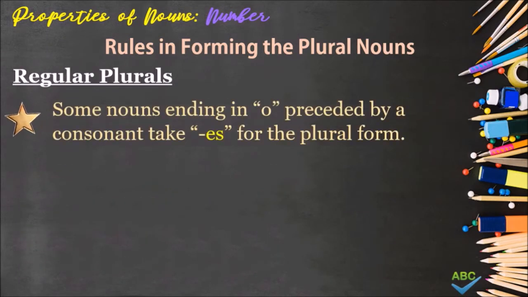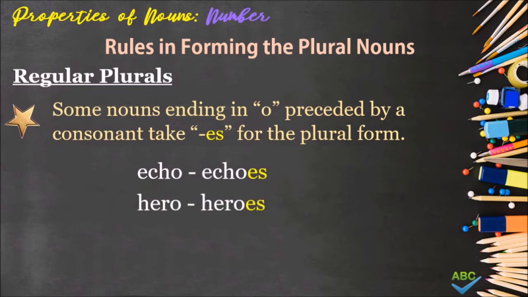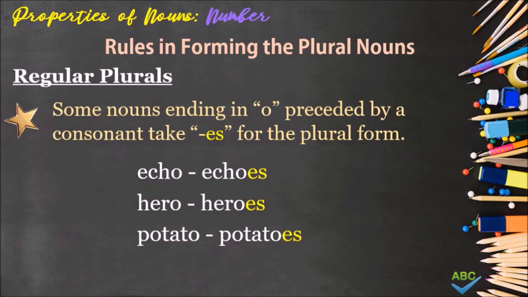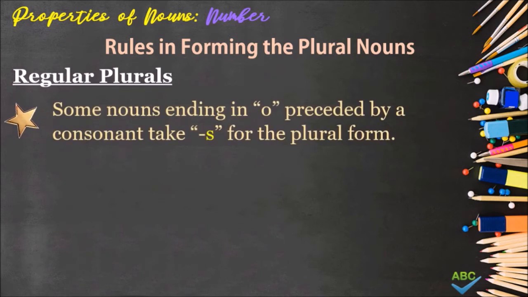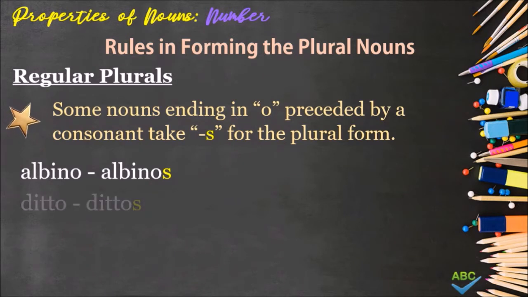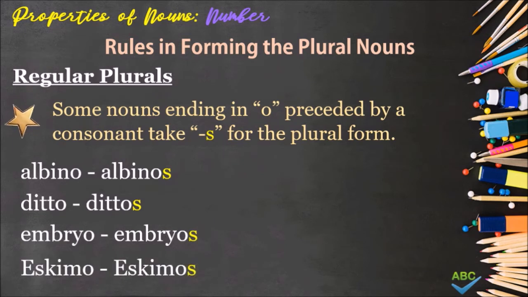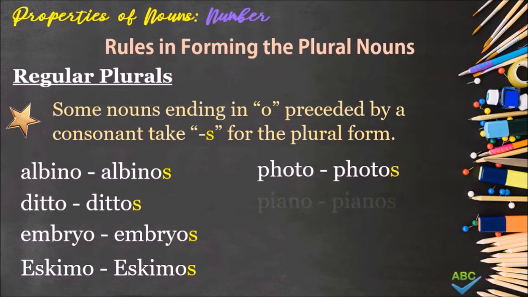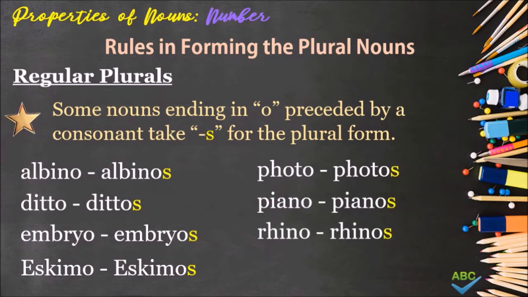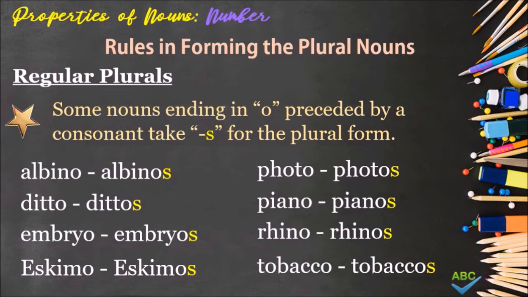Some nouns ending in O preceded by a consonant take ES for the plural form. For example, echo, echoes, hero, heroes, potato, potatoes, tomato, tomatoes. Some nouns ending in O preceded by a consonant take S for the plural form. For example, albino, albinos, dito, ditos, embryo, embryos, Eskimo, Eskimos, photo, photos, piano, pianos, rhino, rhinos, tobacco, tobaccos.